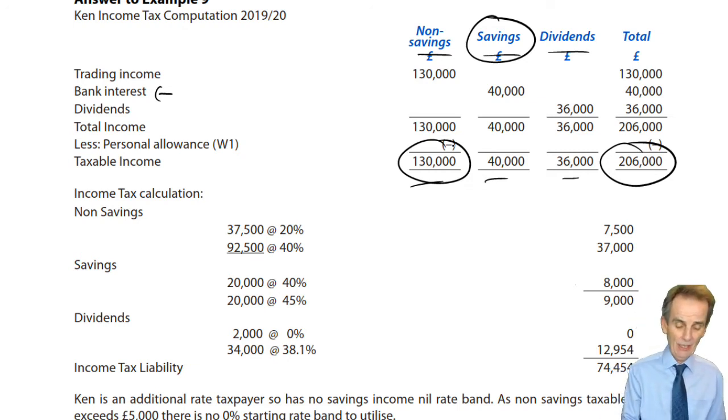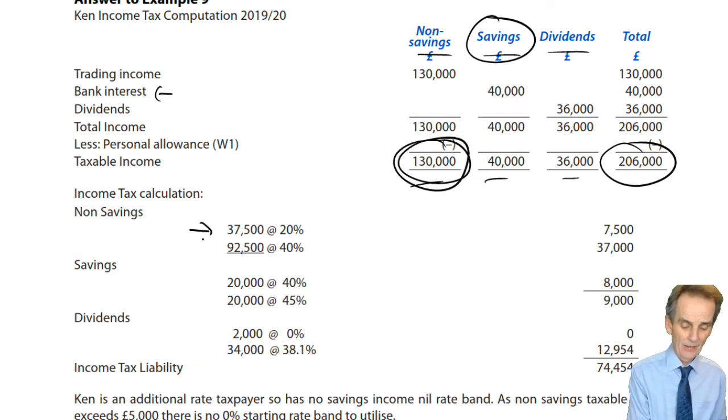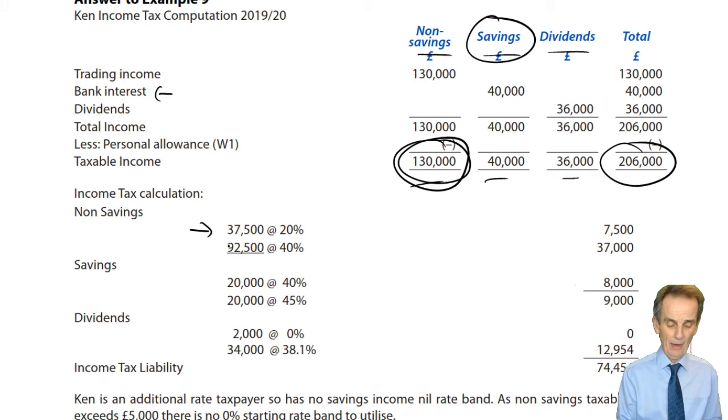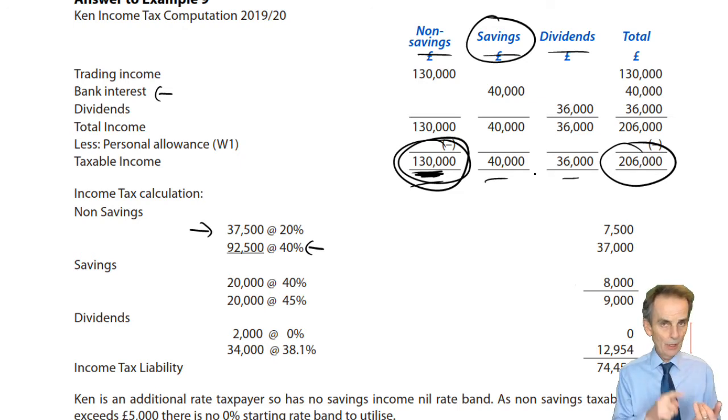So, having calculated the tax on the non-savings, 130,000: 37,500 basic rate band at 20%, we have then 92,500, the remainder of your 130,000, hopefully that will come in total to 130,000, in the higher rate band, and is now taxed at 40%. That's 130,000. We now move to savings income, no starting rate, no savings income nil rate band.